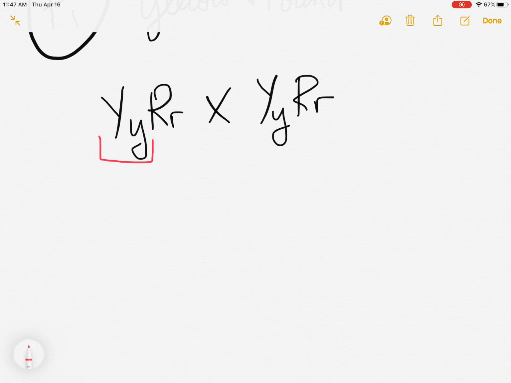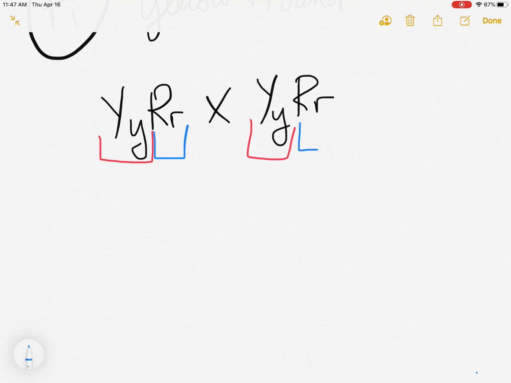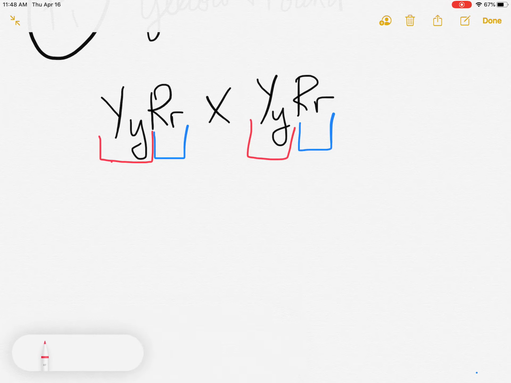Okay. Now, because these are going to separate, let me just draw the two genes again. We've got to do the Y's and we've got to separate the R's. Now you're going to shortcut this eventually. You're not going to do it like this every time. I'm just doing it like this to help you see the process, right? Some of you will be jumping on this right away and say, oh, I can just do it in my head. Here's what we get. We're going to get two possible things.